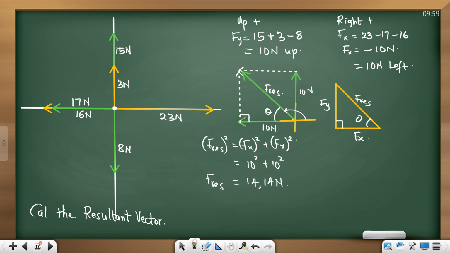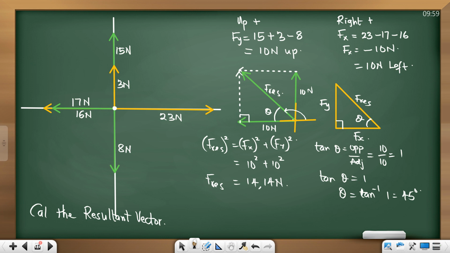So how do we get this theta? Quickly. Tan theta is opposite over adjacent, which is 10 over 10, I think. Beautiful. 10 over 10. And that is 1. Tan theta is 1. What is theta? Theta is the arctan of 1. And that is 45 degrees.